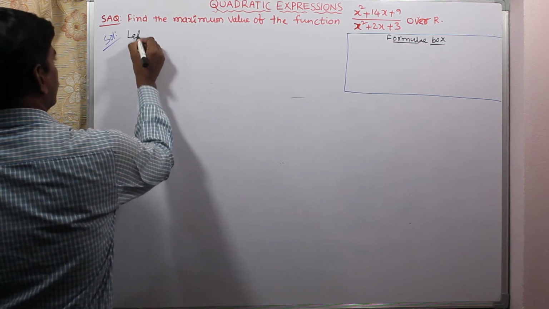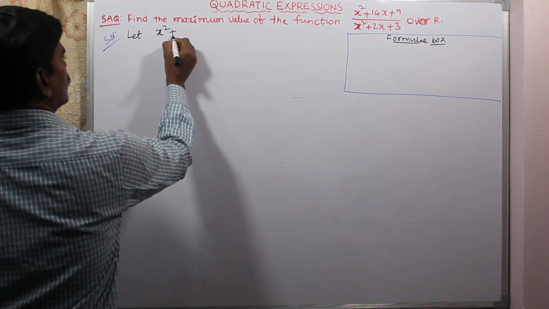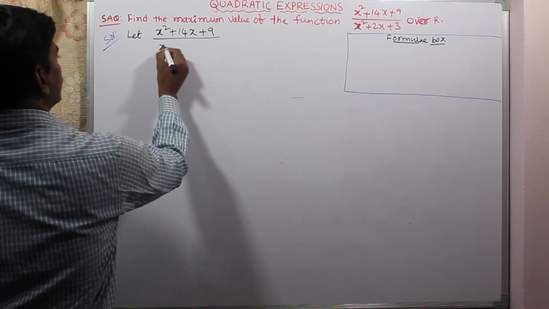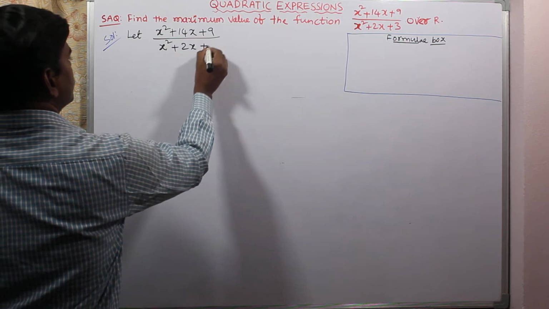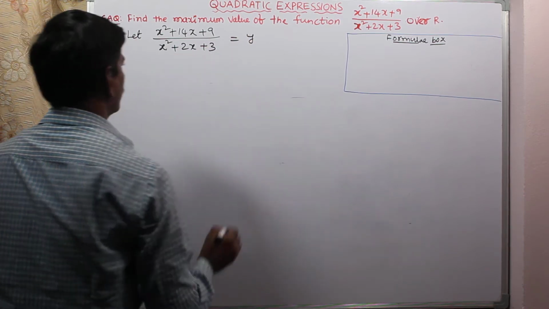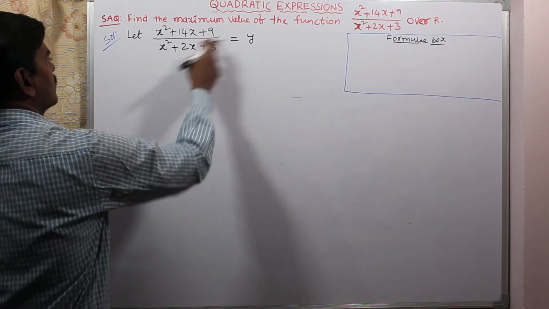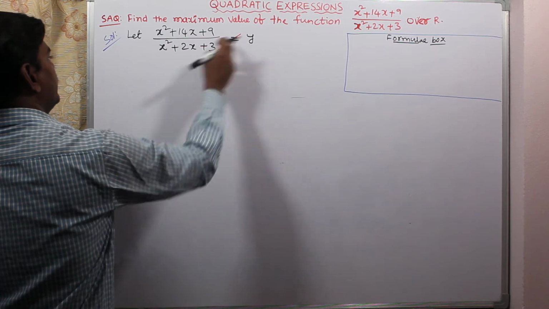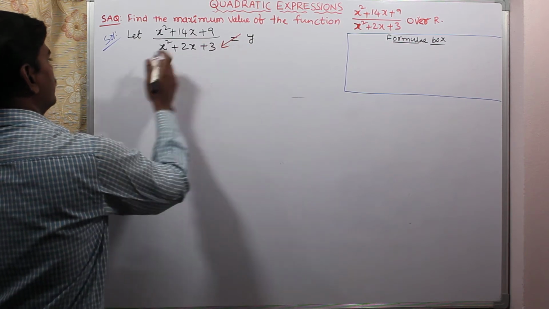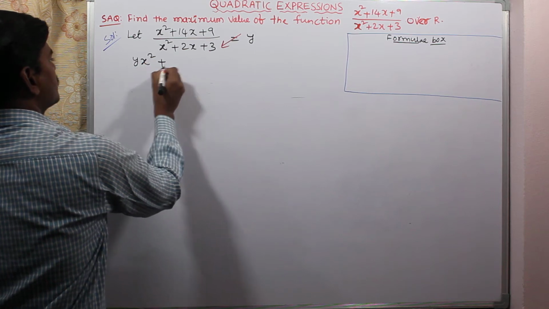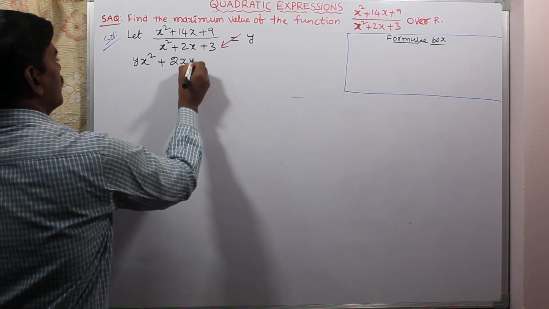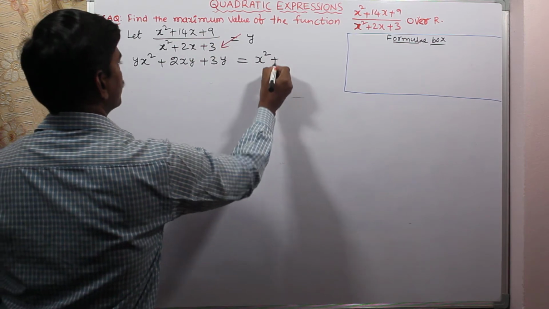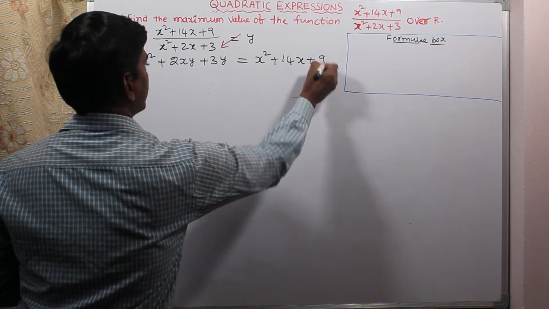Let (x square plus 14x plus 9) by (x square plus 2x plus 3) equal something, y. So what is the next possible simplification here? Cross multiplication. Y into each and every term, I have to multiply with y. Y into x square plus 2x into y, 2xy, plus 3y equals, we get this one as it is, x square plus 14x plus 9.